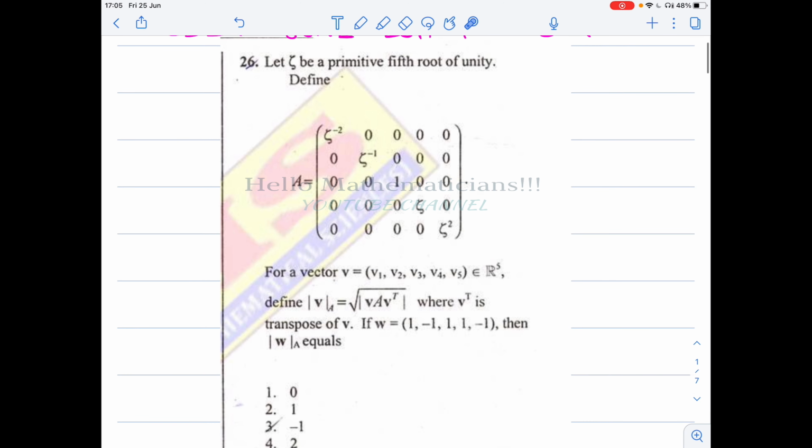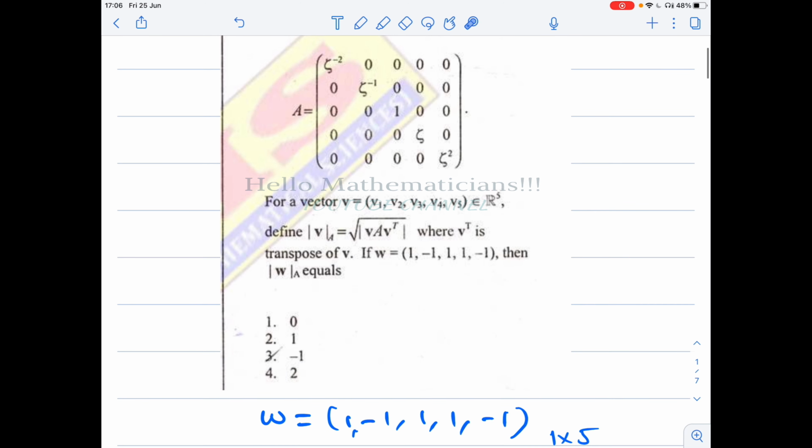Then they have given this matrix A and they have defined a kind of inner product. Now, the modulus of V subscript A is equal to the square root of the modulus of V A V transpose. Then the question is, if W equals this vector, then what is the modulus of W subscript A?